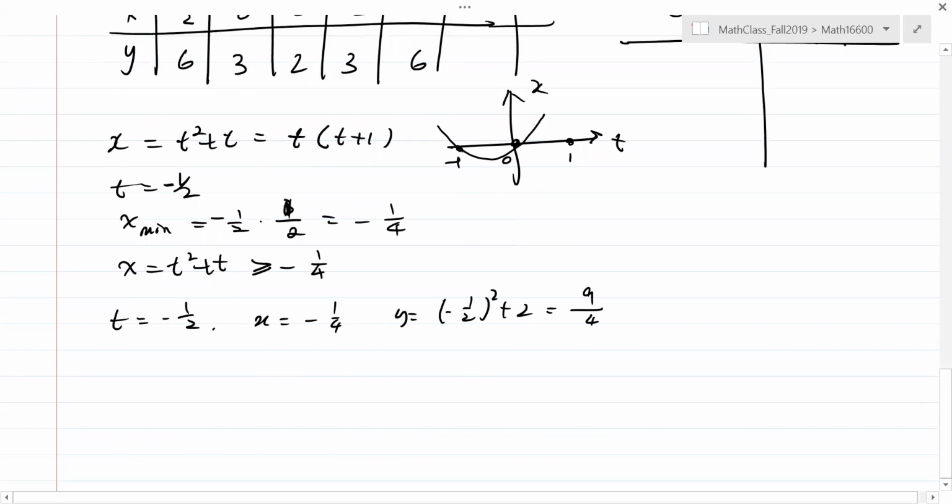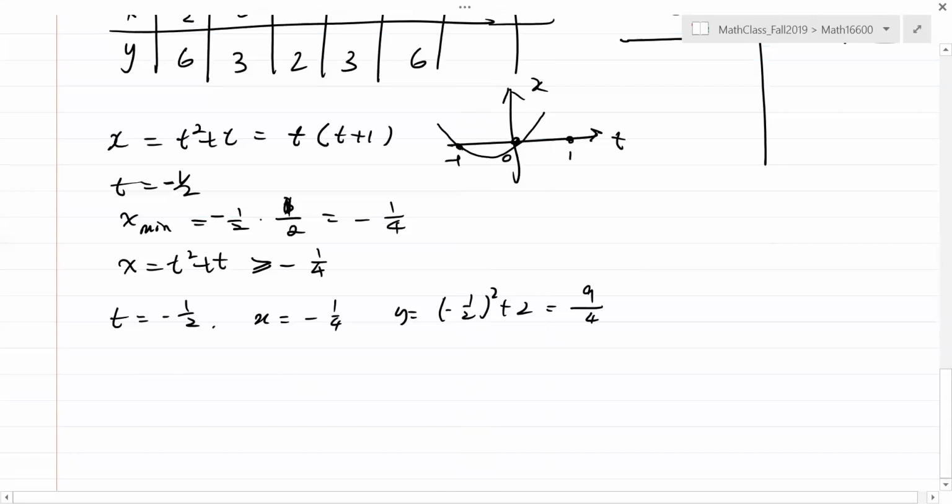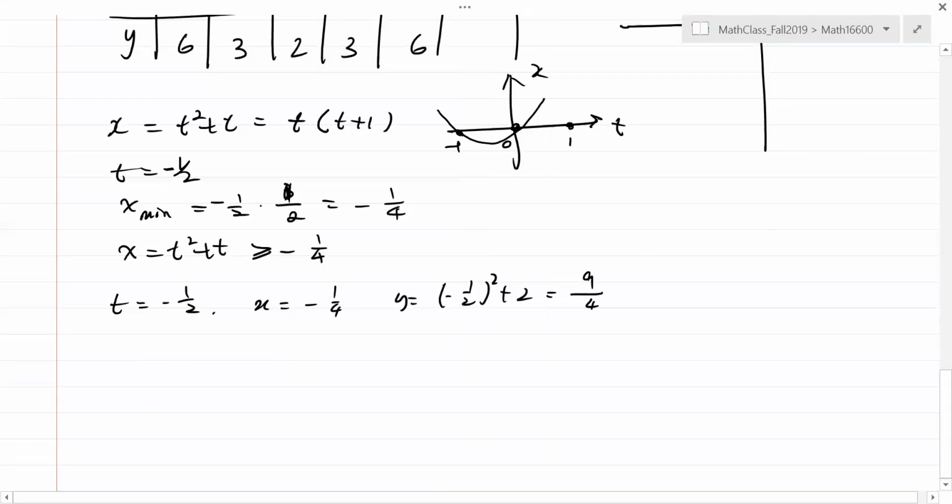So we are not able to find the direct relationship between x and y. You can solve for t in terms of y, but it's plus minus, okay? And it's complicated. We have two equations in x and y.